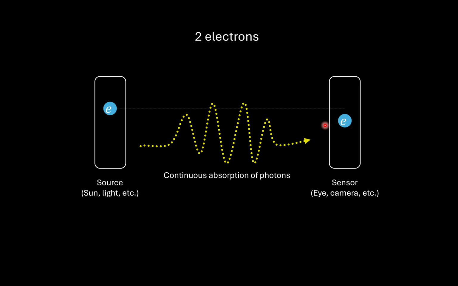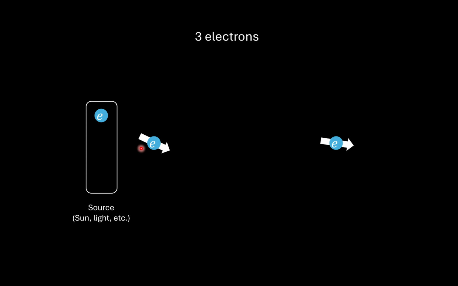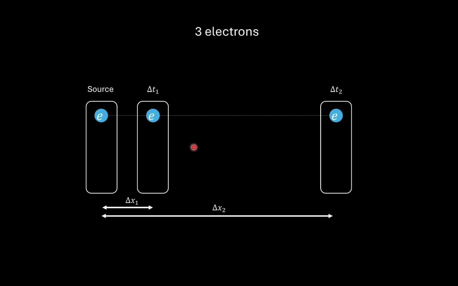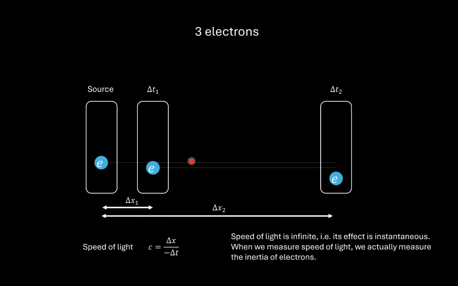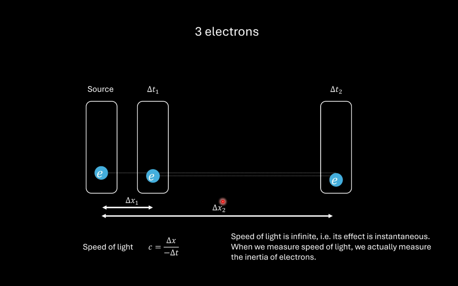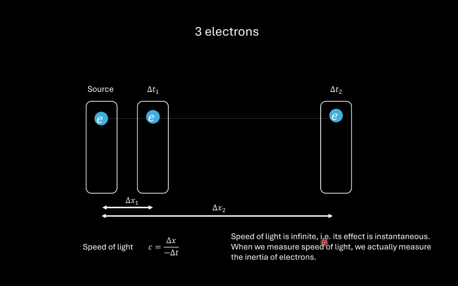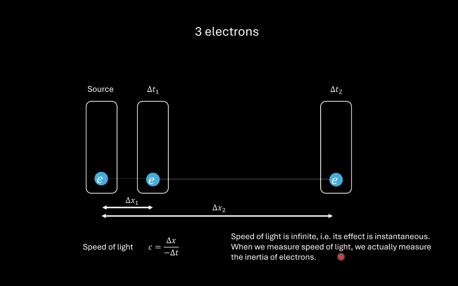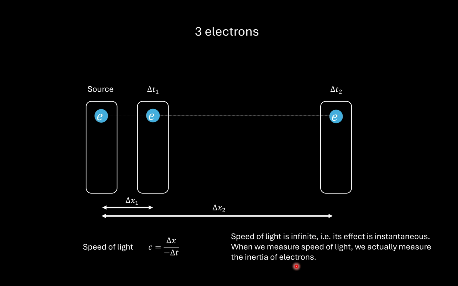If we take three electrons, one can see that the force angle changes depending on the distance of the electron to the source. And if the three electrons are bound, we can define the speed of light as the distance of the electron to the source divided by the delay of the electron's motion. This new definition of the speed of light means that the speed of light is infinite. And when we measure the speed of light, we actually measure the inertia of electrons.